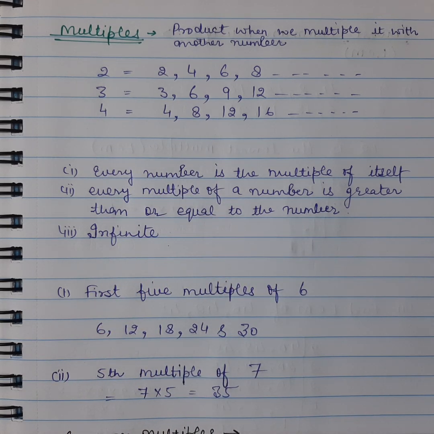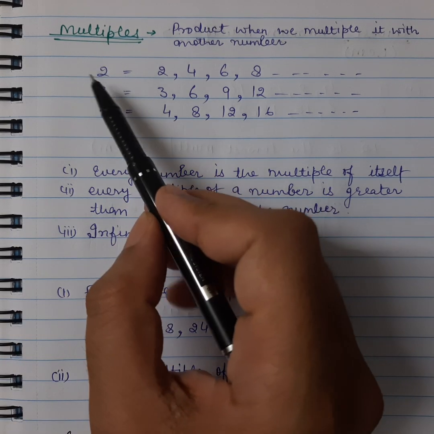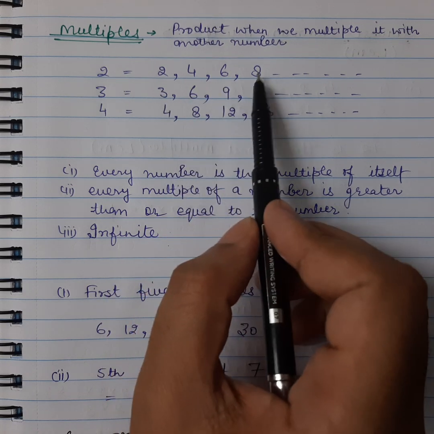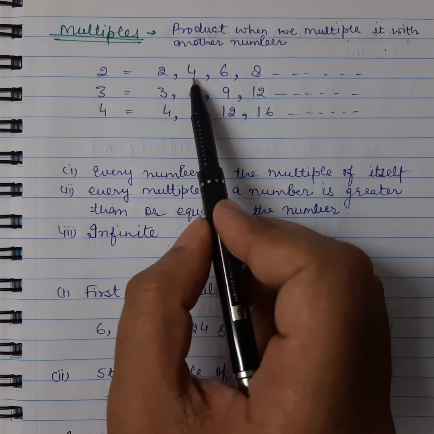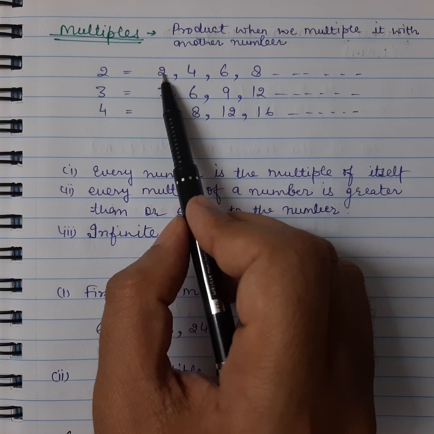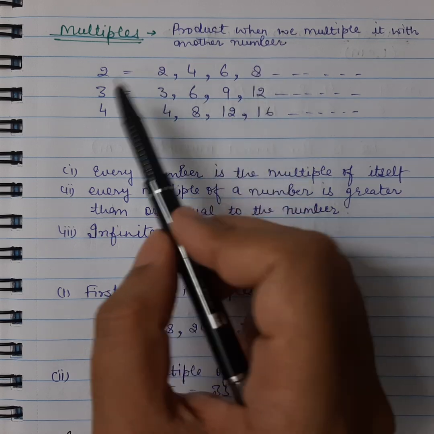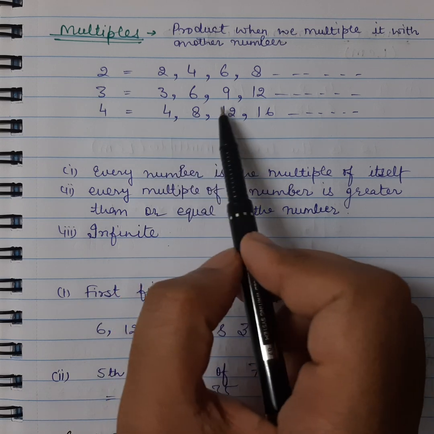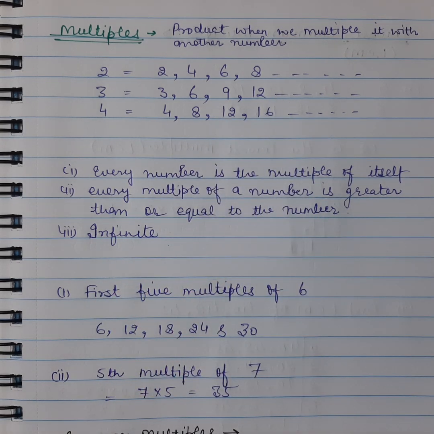Then, every multiple of a number is greater than or equal to the number. The multiples of 2 are 2, 4, 6 and 8. They are greater than 2 or equal to 2. So equal to 2 and greater than 2. Equal to 3 or greater than 3. Equal to 4 or greater than 4.